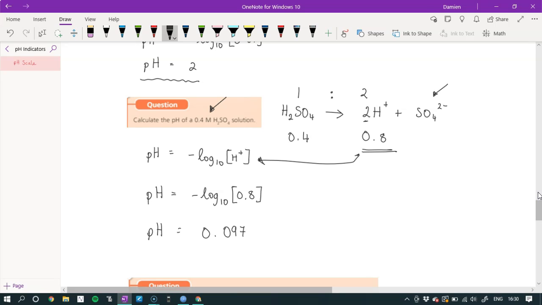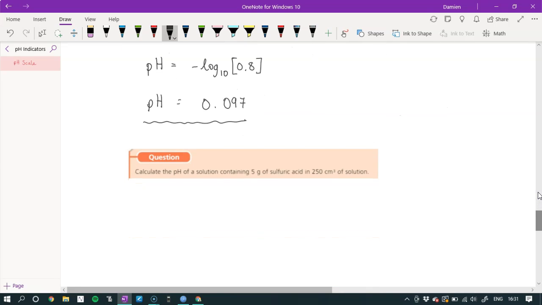So again, this makes sense. This is a very, very strong acid. In fact, it's stronger than the previous one, which also makes sense because H2SO4, sulfuric acid, is a stronger acid than hydrochloric acid. And one of the main reasons why is because it donates 2 protons each time compared to hydrochloric acid, which only donates 1 proton each time.